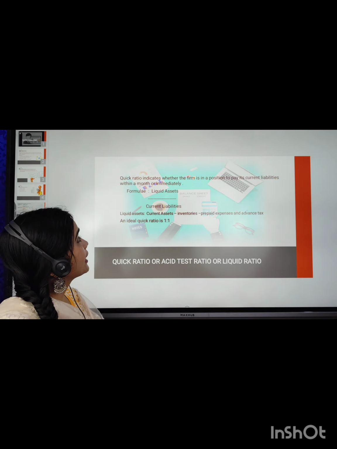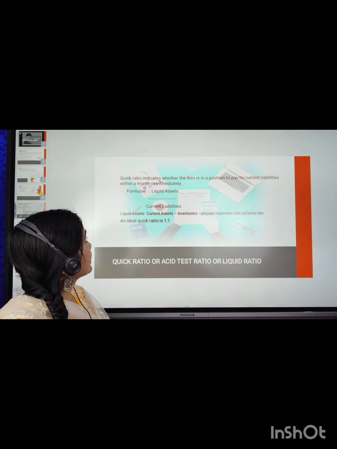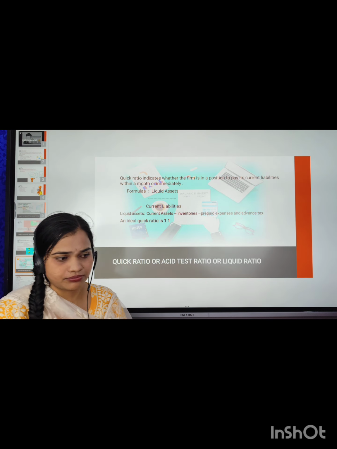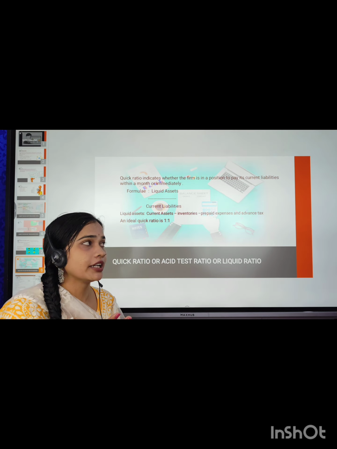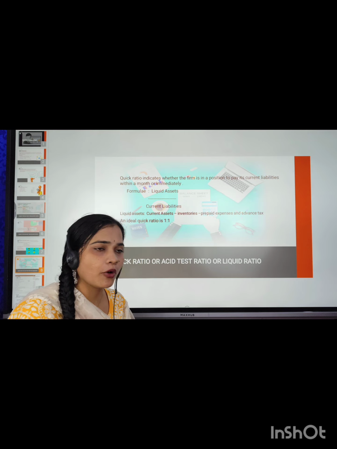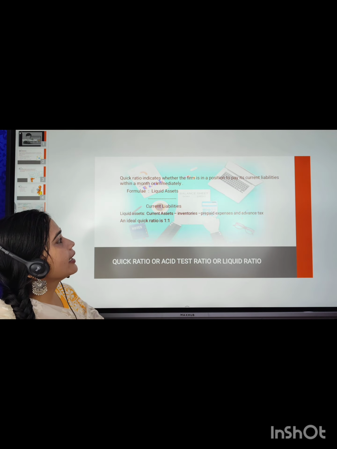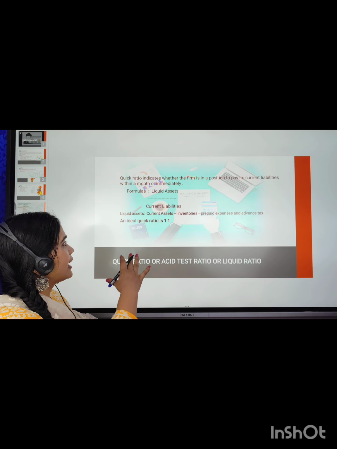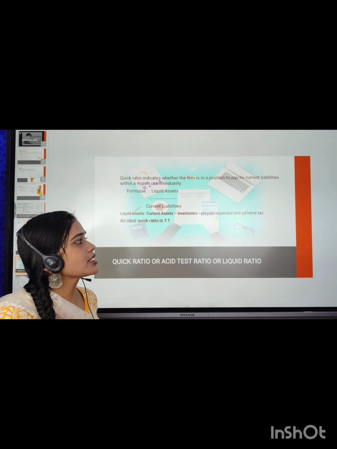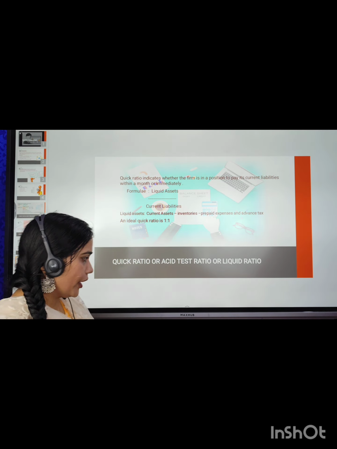Quick ratio indicates whether the firm is in a position to pay its current liabilities within a month or immediately. It shows whether our firm is able to pay whatever debt is incurred by the firm within the given period of time or immediately after the borrowing. The formula of quick ratio is liquid asset upon current liabilities. In liquid asset, we include current assets minus inventories minus prepaid expenses and advance taxes. An ideal quick ratio is 2:1.